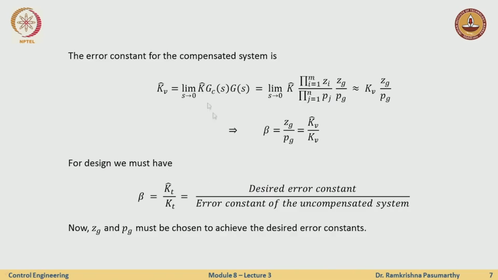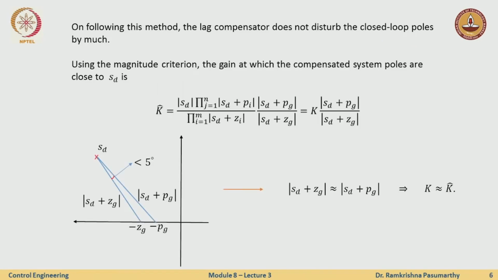Okay, now what is the error constant for the compensated system? The velocity error constant is the limit as s tends to 0 of k cap GC times G, right, and this turns out to be kV ZG by PG, and this kV is the kV of the uncompensated system.